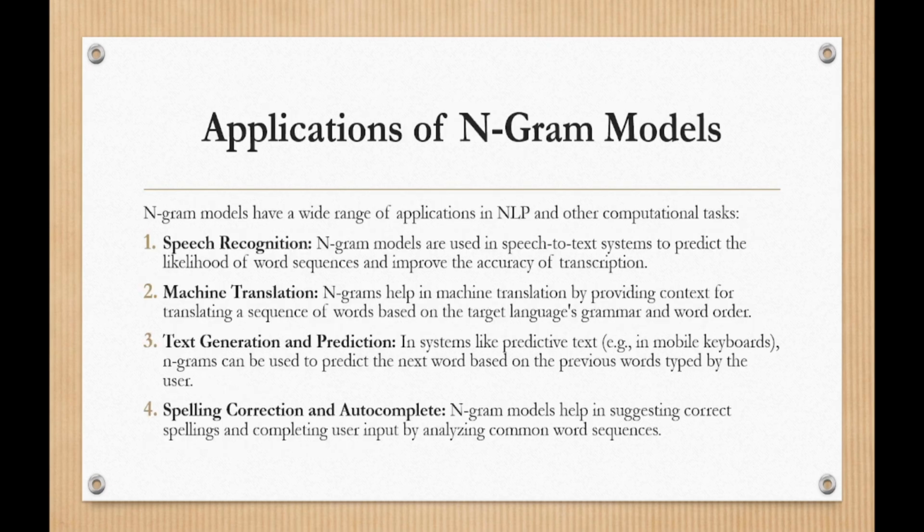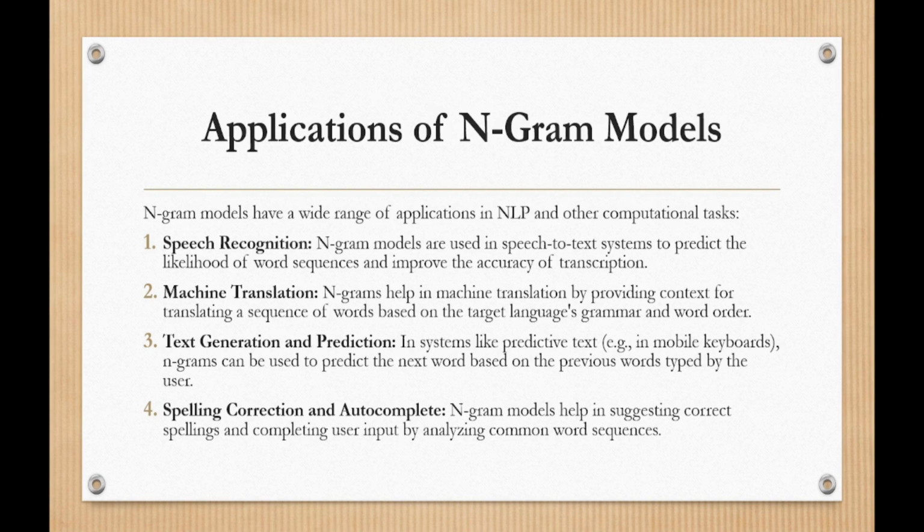Applications of the n-gram model. Speech recognition. N-gram models help to convert speech to text. They look at the words you have said and predict the next word to make the transcript more accurate. So if you have something like "I want to go", the model predicts the next word might be something like "home", based on common patterns.